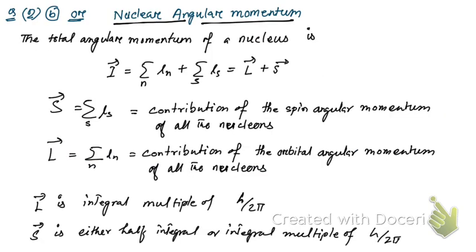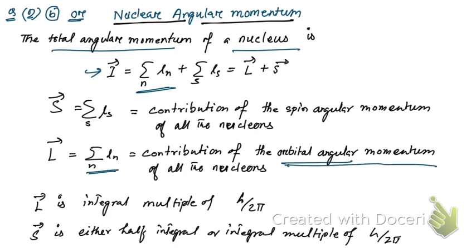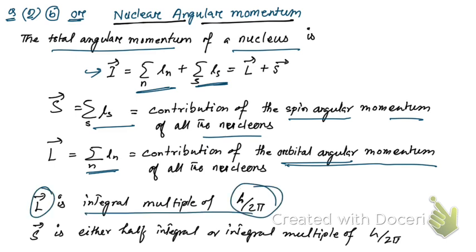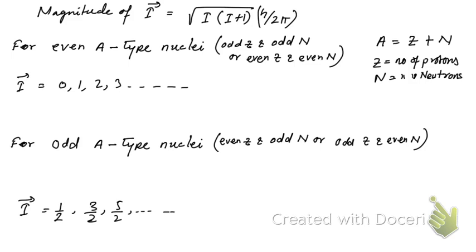Nuclear angular momentum: the total angular momentum of the nucleus is given by this equation. This represents the sum of all the orbital angular momentum, and this represents the sum of all spin angular momentum. L is an integral multiple of h by 2 pi, while s is either a half integral or integral multiple of h by 2 pi, and the magnitude of this I is given by this expression.